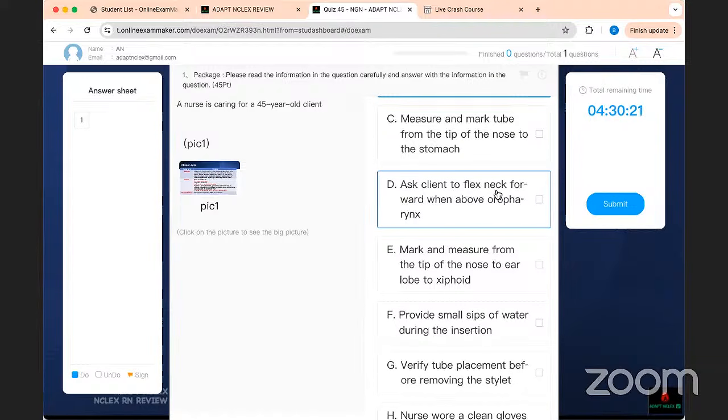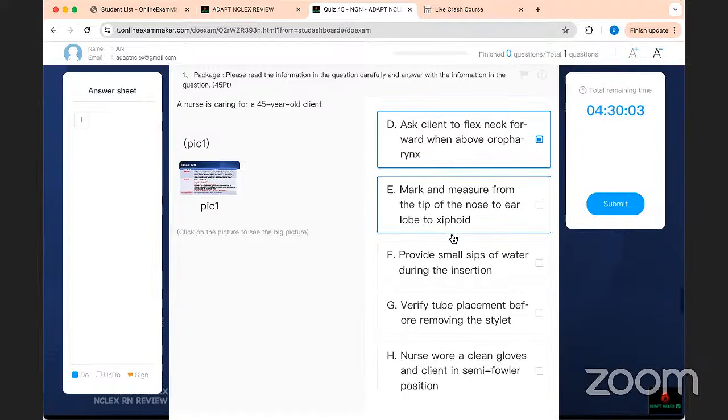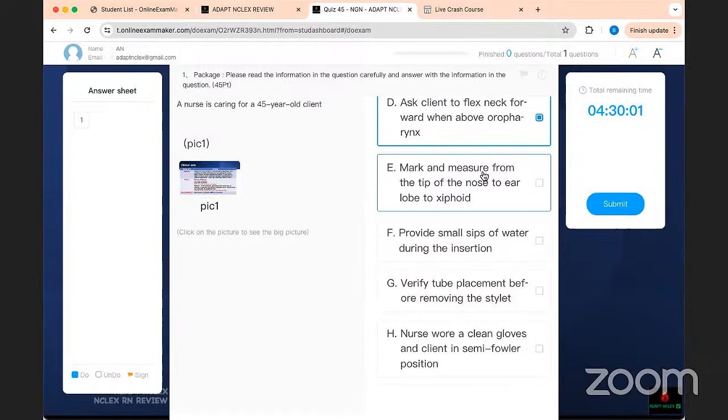Ask clients to flex neck forward when above the oropharynx. When you're above the oropharynx, first their head is back. When you're above the oropharynx, that means at the back of the throat, you let them flex the neck forward to prevent aspiration, right? Mark and measure from the tip of the nose to the earlobe to the xiphoid. We think this is appropriate. This is how you measure an NG tube.